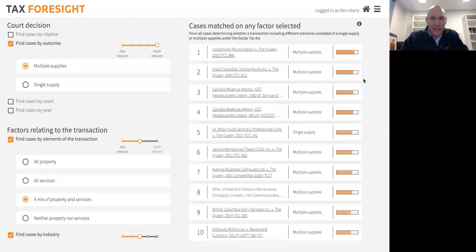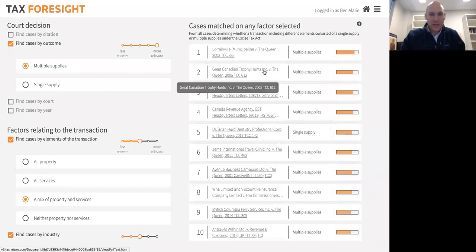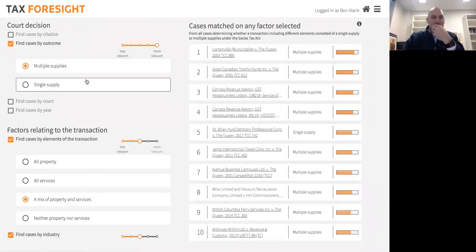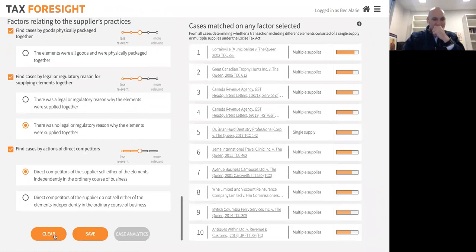What about Great Canadian Trophy Hunts and the Queen? Same sort of use case here. Kind of interesting. We can click on it. It'll take us out into TaxNet Pro. We can do the normal research that we might do from that point. So that's pretty interesting. What I'd like to do now is clear that.